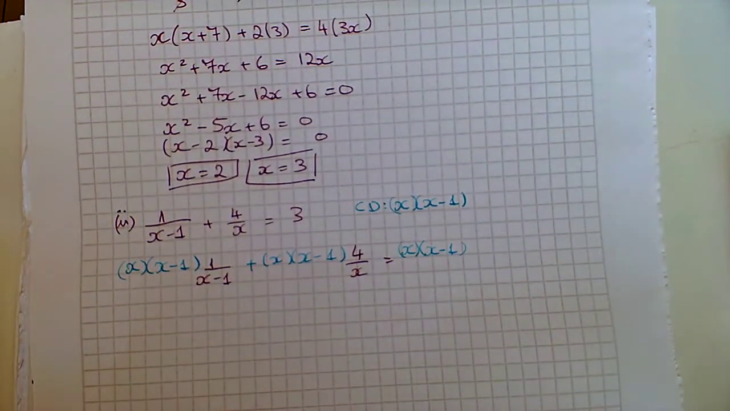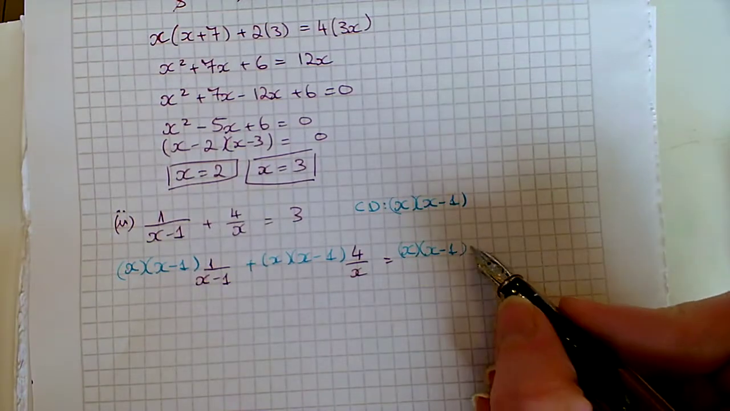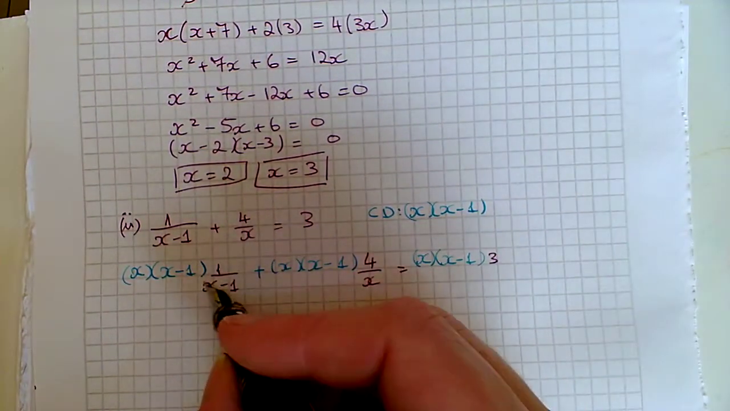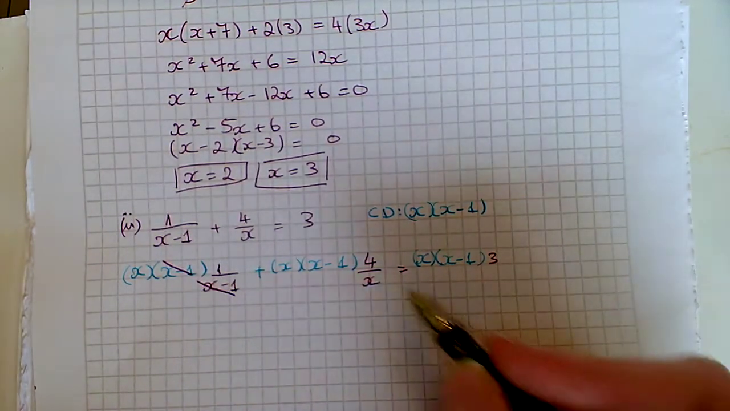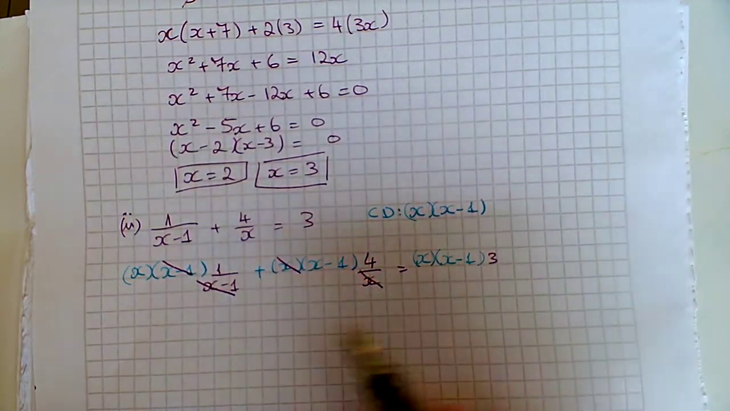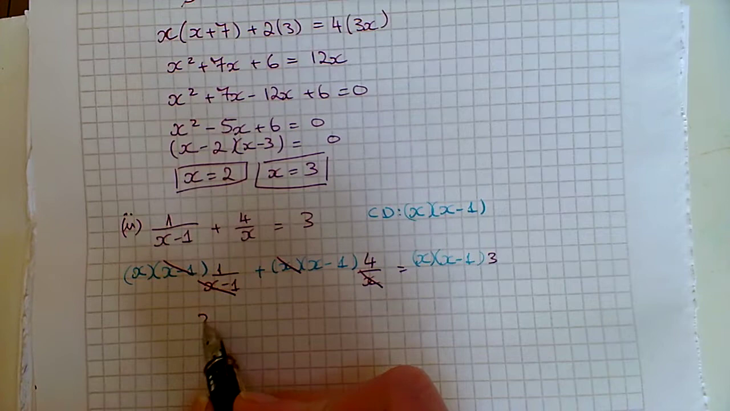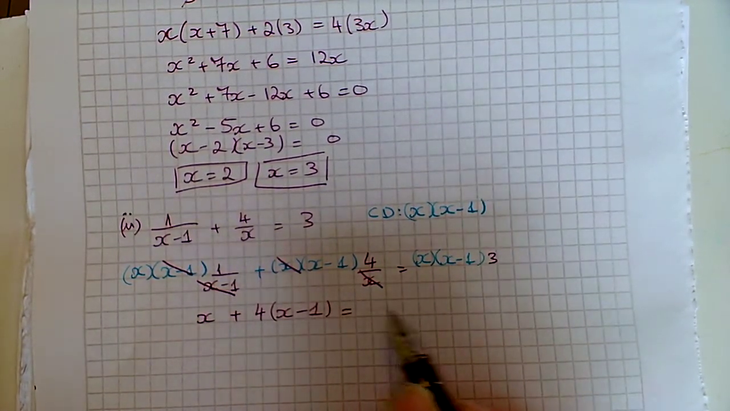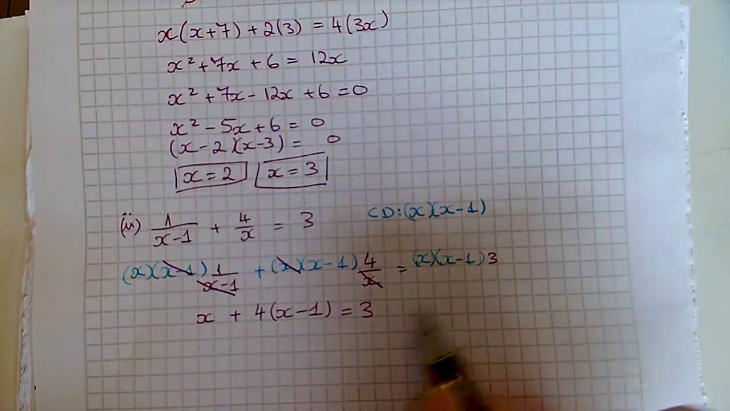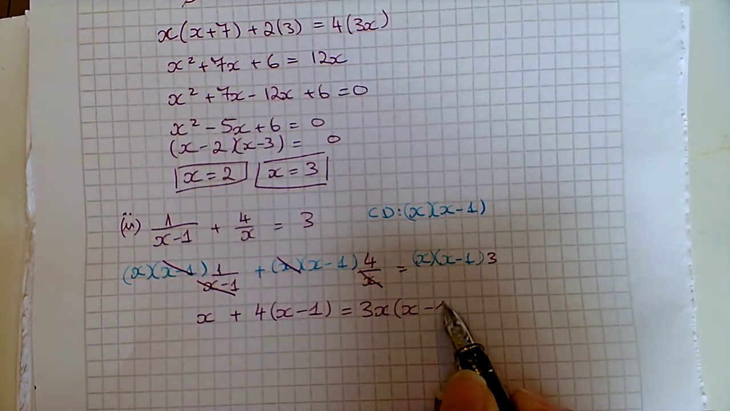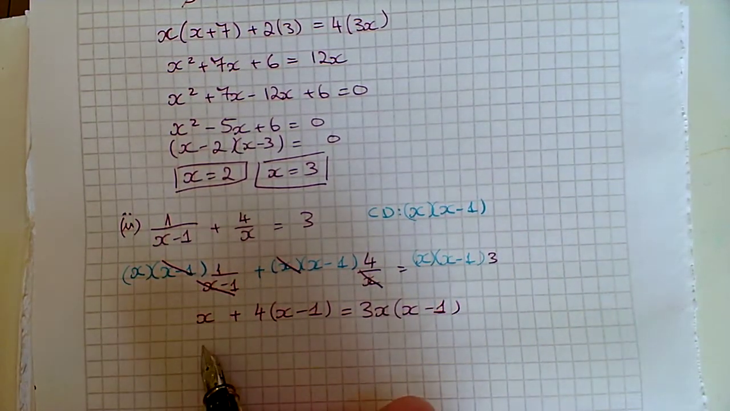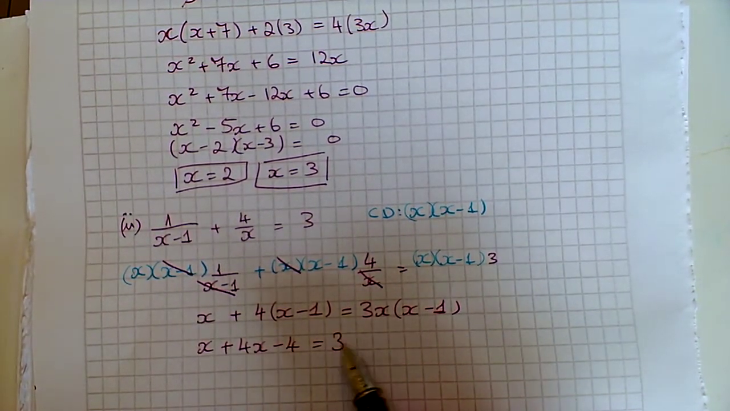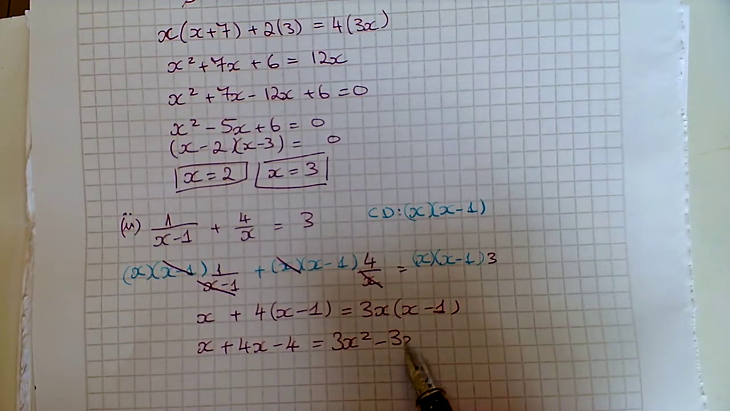by 3. And I cancel the parts that match. So the x minus 1 cancels with the x minus 1 there. The x and the x cancel there. And I've got x by 1, x plus 4 by x minus 1 equals 3. I'm going to multiply those two together. 3x by x minus 1. And I've got x plus 4x minus 4 equals 3x squared minus 3x.